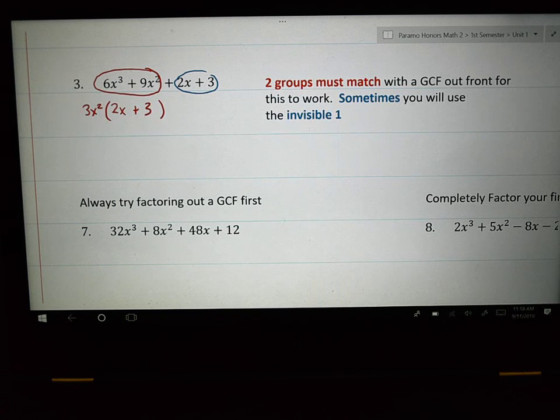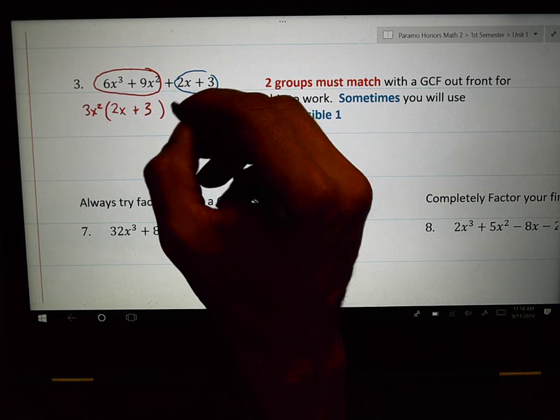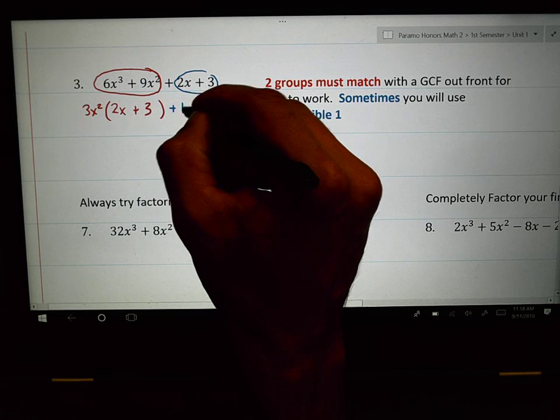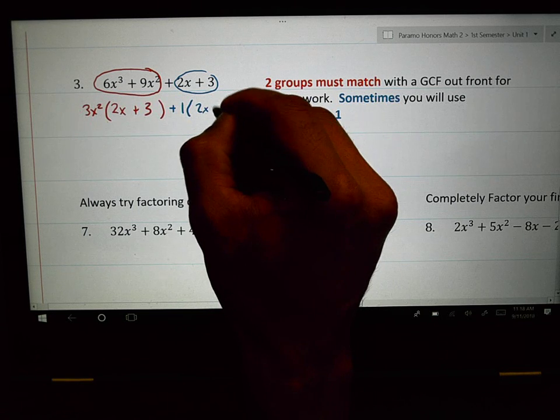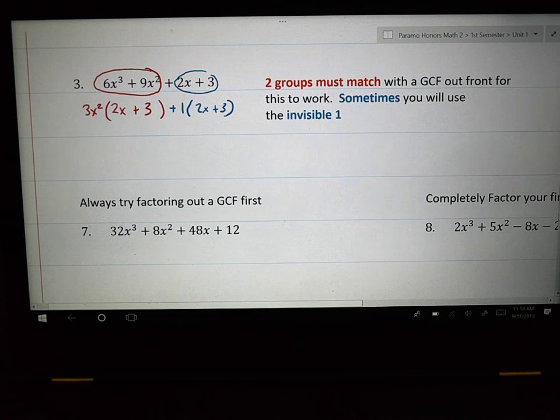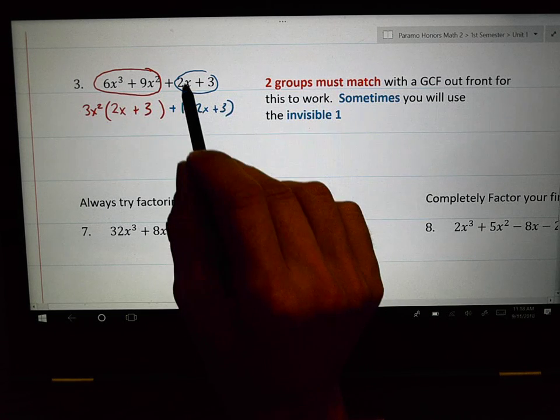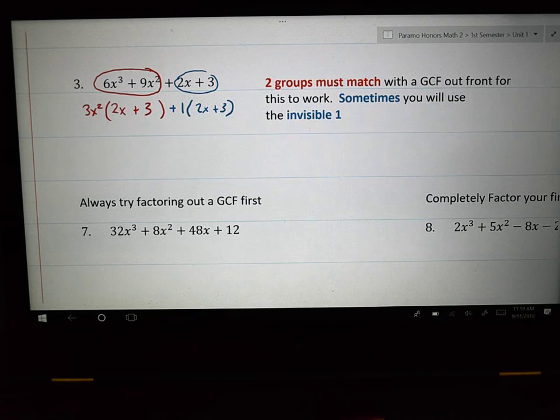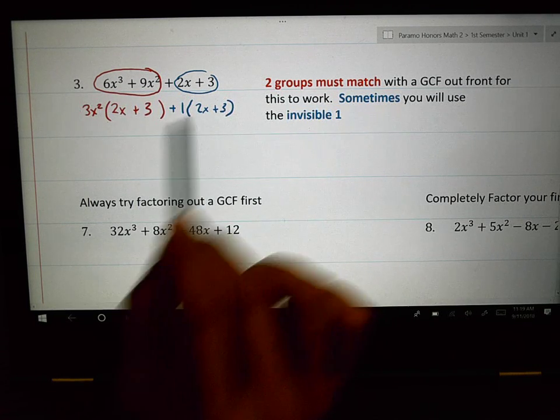Kinda. You cannot pull a 3 out of the 2x. It doesn't work. There's really not much you can do other than this. Let's pull out an invisible 1. Because 1 times 2x is 2x, and 1 times 3 is 3. Now, if I do that, do the 2 groups match?